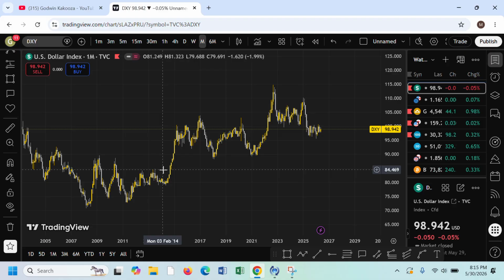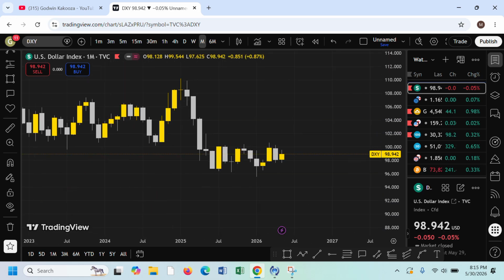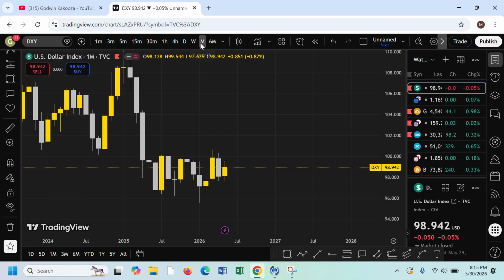Okay, so today it is the 30th of May 2026, which means tomorrow is the last day of May. But yesterday, on Friday, price stopped from there. So let's take a look at this candlestick. We're on the monthly time frame, right?